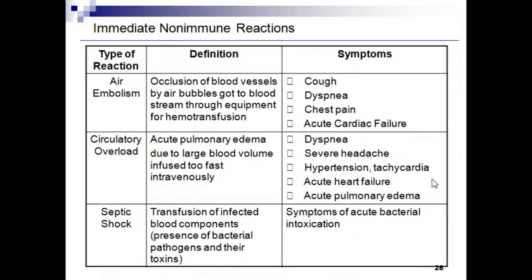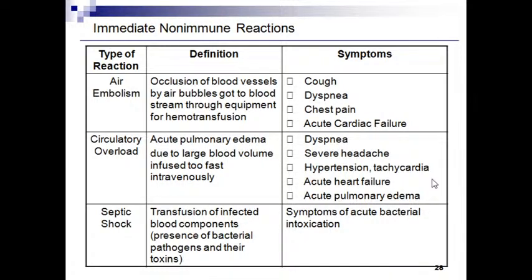Classification of immediate non-immune reactions. Type of reaction: air embolism, is occlusion of blood vessels by air bubbles that got into the bloodstream through the equipment of hemotransfusion. Clinically manifested with cough, dyspnea, chest pain, and acute cardiac failure.